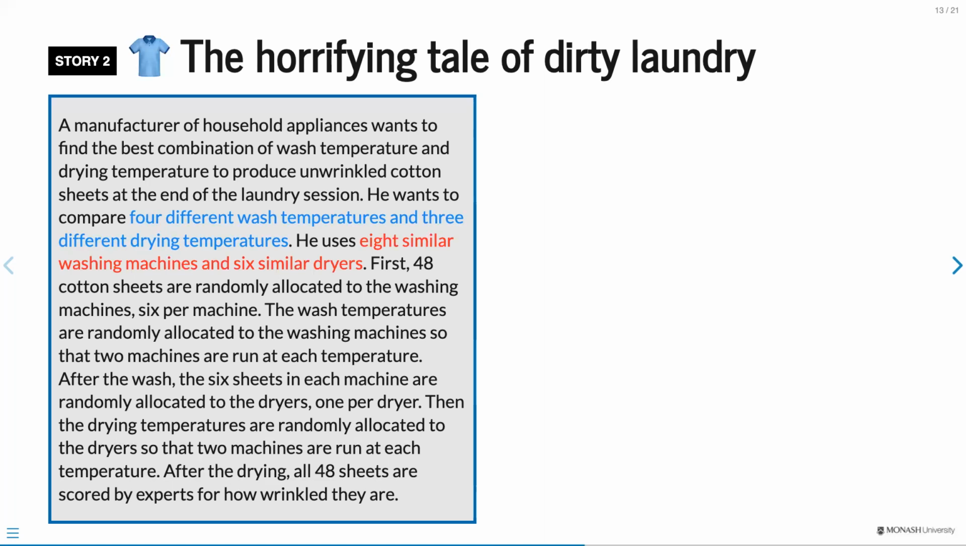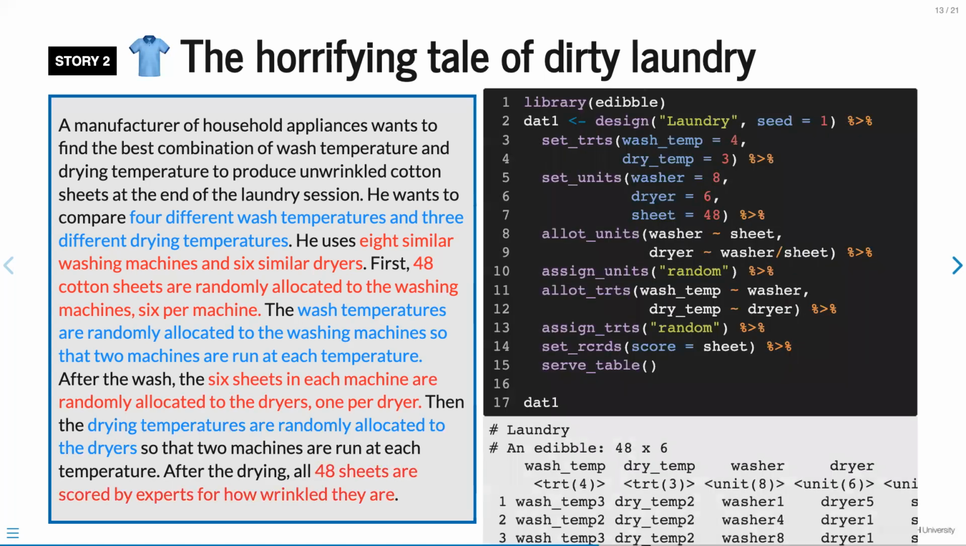We got that washing machine, and we got 8 washing machines, 6 similar dryers, and then 48 cotton sheets. Wash temperatures are randomly allocated to washing machines, and the drying temperatures are randomly allocated to dryers, with 6 sheets allocated 1 per dryer. The 48 sheets are scored by the experts. So the code. There are a few new functions, and this is one way.